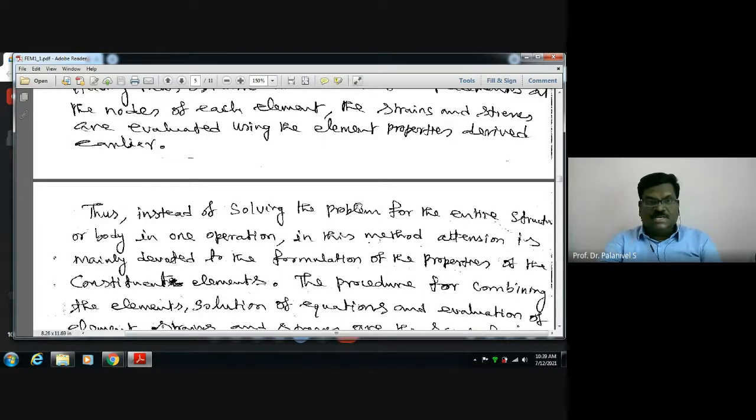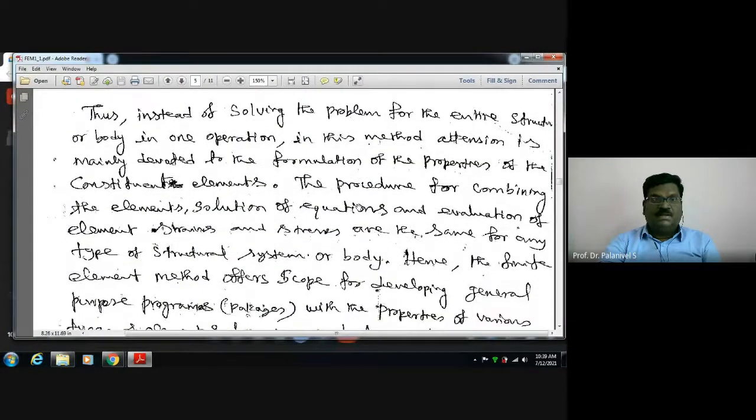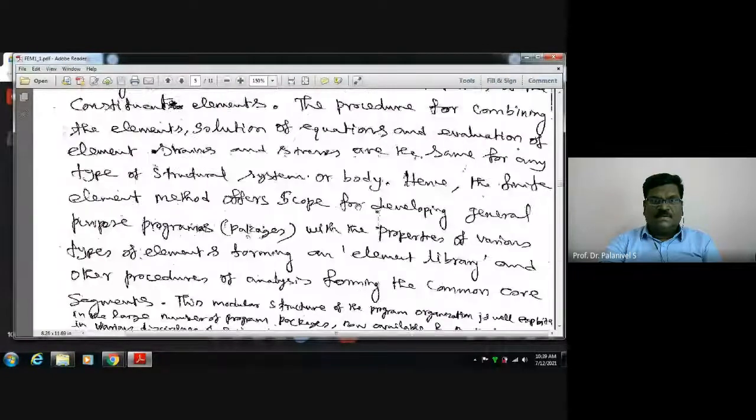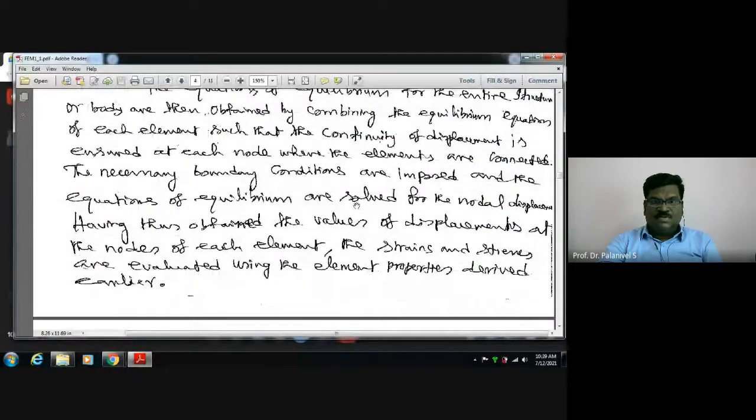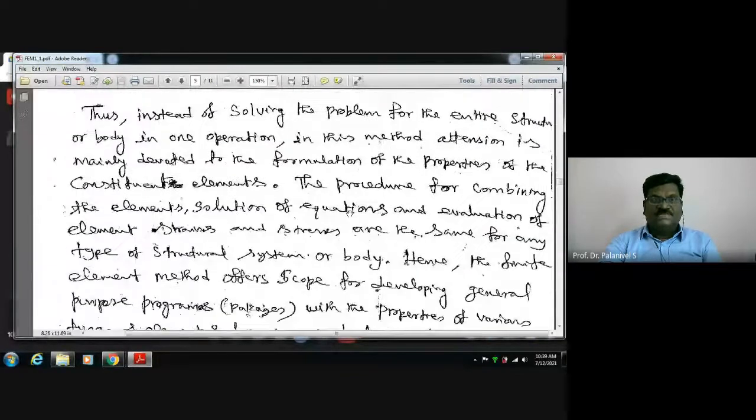Thus, instead of solving the problem for the entire structure or body in one operation, in this method attention is mainly devoted to the formulation of the properties of the constituent elements, which are evaluated using the element properties derived earlier. See, which property are you going to formulate? The stiffness of the element.